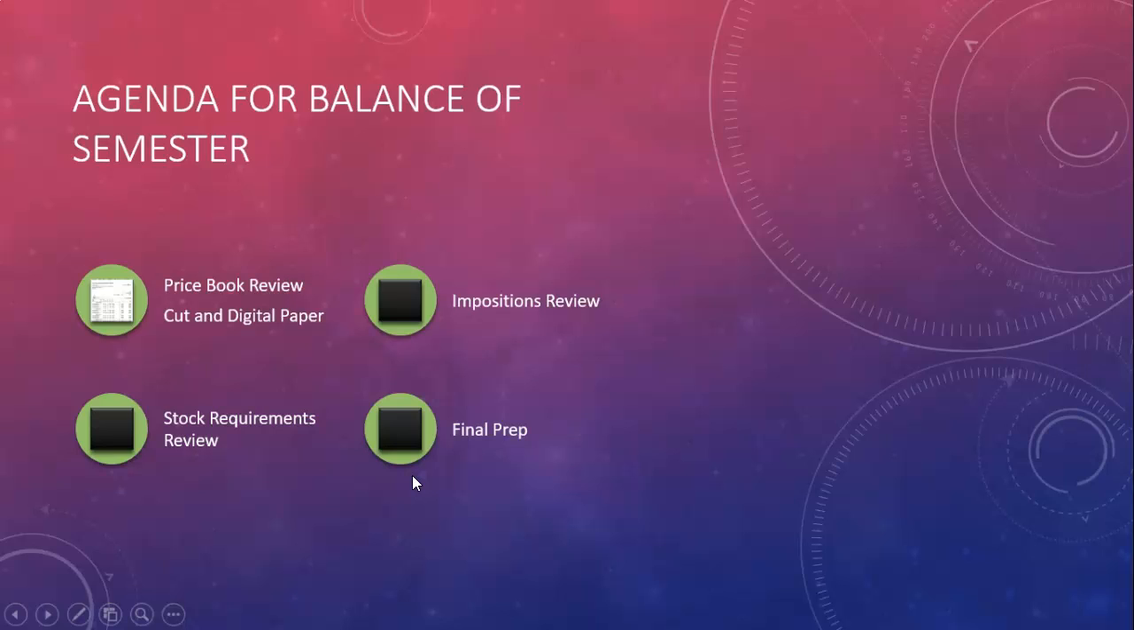We are looking at the rest of the semester. So today we're going to be looking at the price book, a little bit of review on that, and then we're going to look at the section called cut and digital paper. Next week we'll review impositions and probably stock requirements as well. And then we'll do a final prep for the final exam, which is not an exam, it's an assignment.